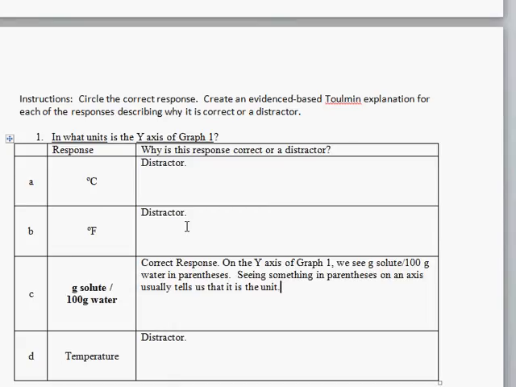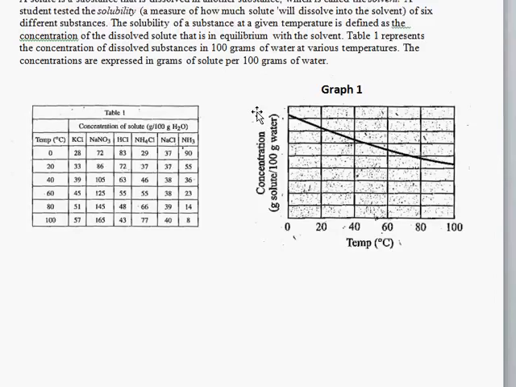Okay? Now, degrees C. Why is that a possible distractor? Well, if we go up to the graph, we see degrees C here. Oh, okay, so here's degrees C. Notice it's also in parentheses, so it's also a unit. But what's wrong with the situation here? Why is this incorrect? Well, it's on the x-axis. So if I don't know where the y-axis is, I might guess this one, even if I know I'm looking for something in parentheses. That's why this is a distractor.